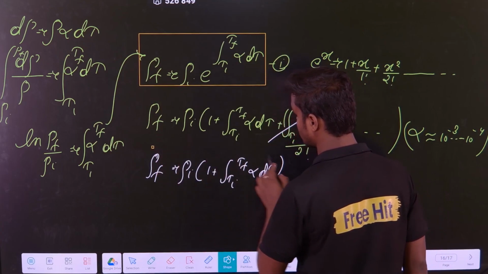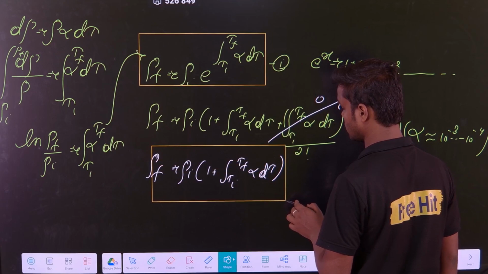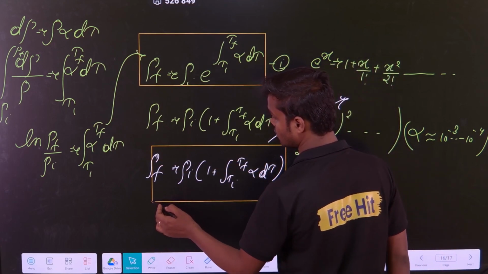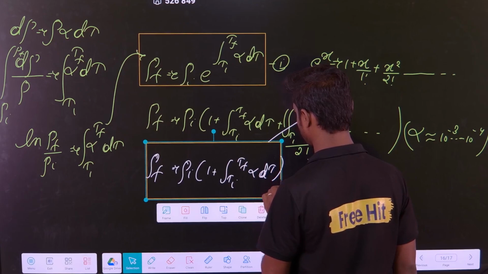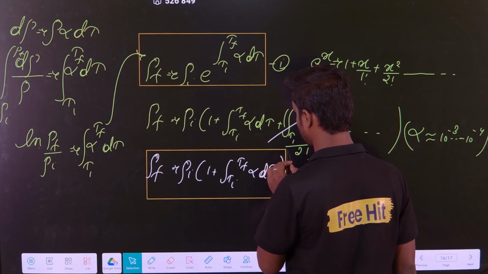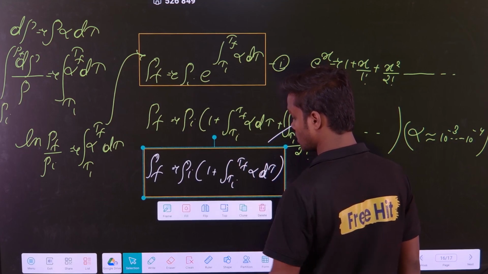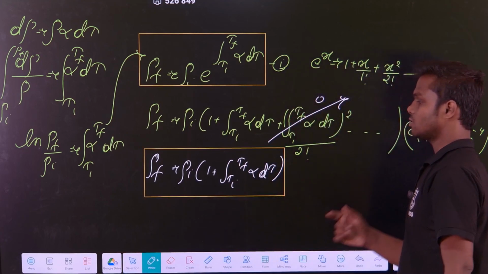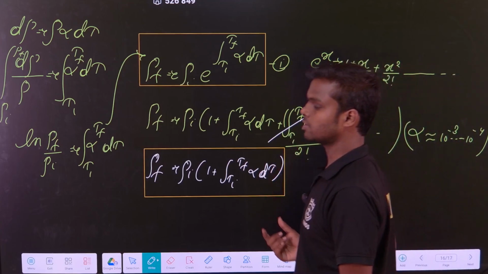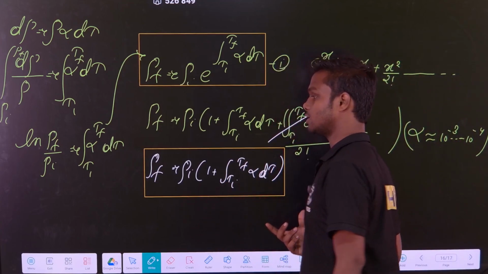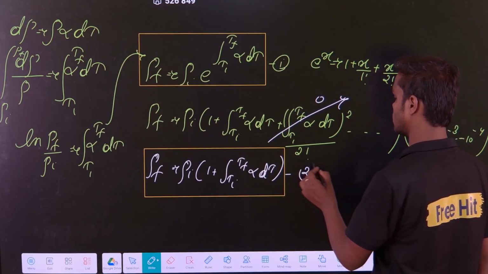We have another equation that we got from this derivation. Correct? Any doubt there? So this is another equation you have got, that is rho final is equal to rho initial into 1 plus the integral from Ti to Tf of alpha dt. Correct? Okay. So this is our equation 2 we have got.